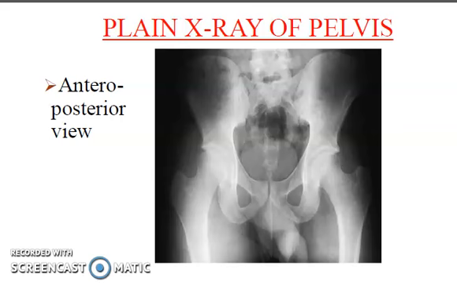Hello. If anyone gives you any radiograph, always look for the 4 points. That is, whether it is a plain radiograph or contrast radiograph, what is the region of the radiograph, what is the view of it, and the side of it.